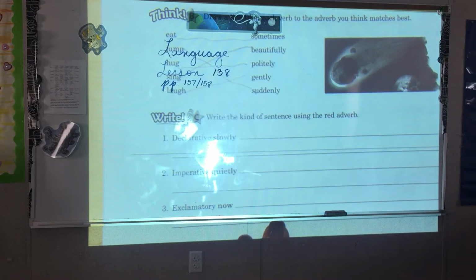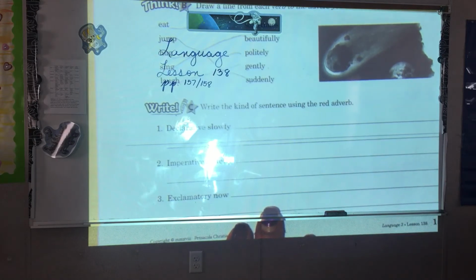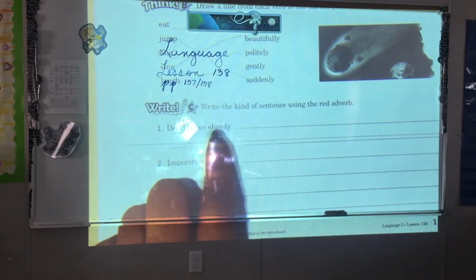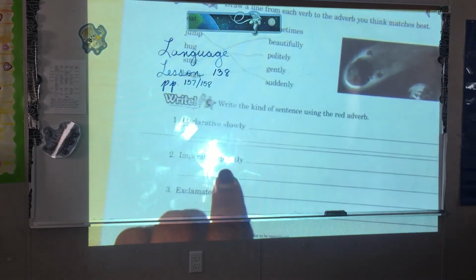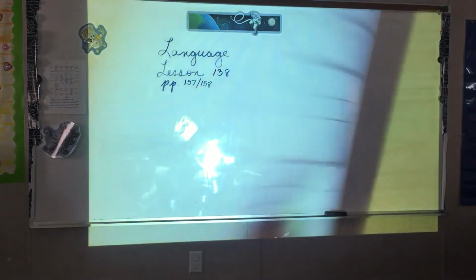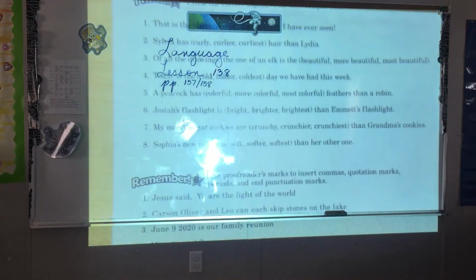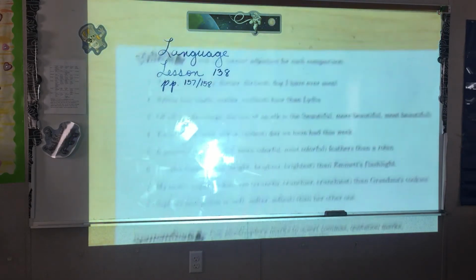Part C, write the kind of sentence using the red adverb. So you're going to write a declarative sentence using slowly, an imperative sentence using quickly, an exclamatory sentence using now. On the back of your page, it says think.